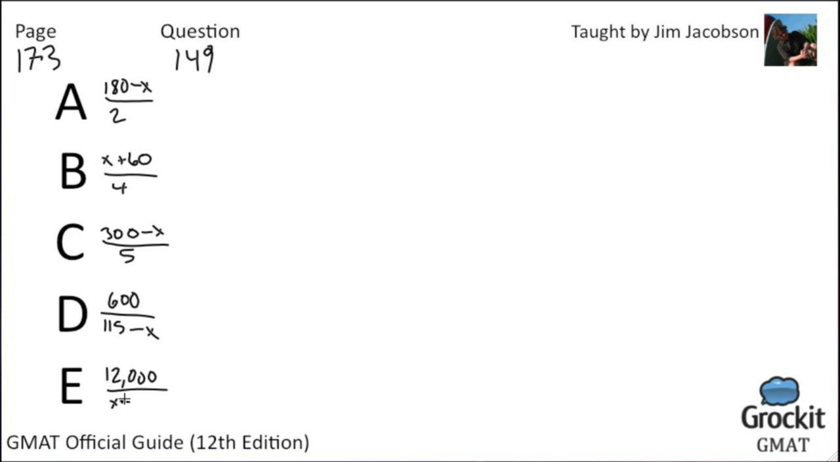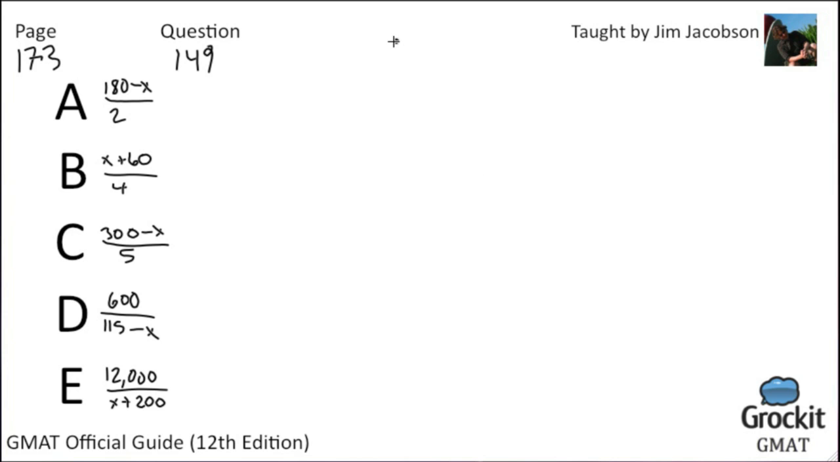over x plus 200. Okay, so during a trip, Francine traveled X% of the total distance at an average speed of 40 miles per hour, and the rest of the distance at an average speed of 60 miles per hour. In terms of x, what was Francine's average speed for the entire trip?